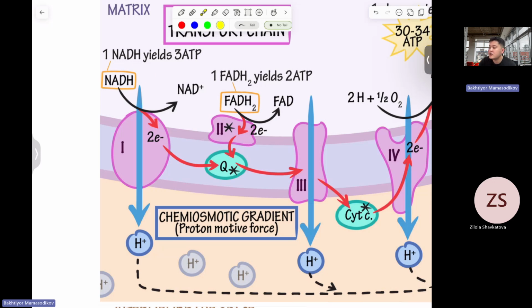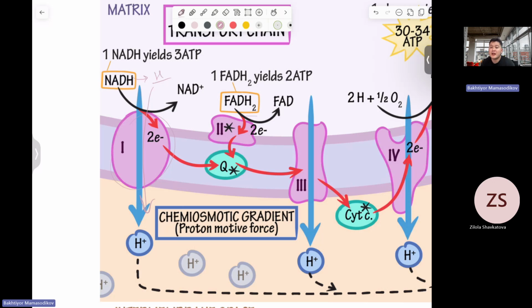Okay, NADH is giving off the electrons and it's giving off the protons as well. And those protons will be pumped out to the intermembrane space with these complexes, okay? And FADH₂ is not going to pump the hydrogen in the same way, okay? That's why it's producing fewer ATP molecules, okay?